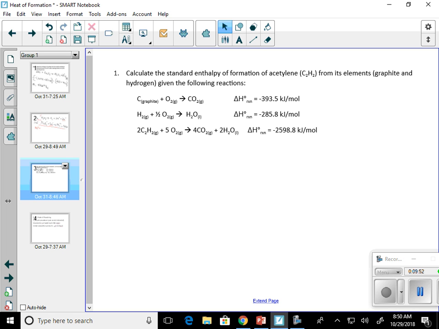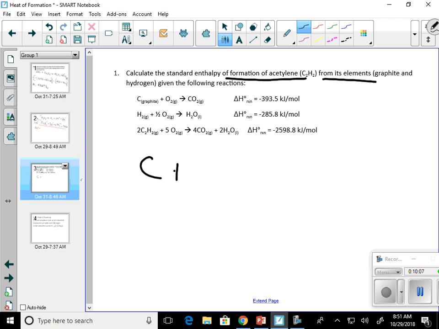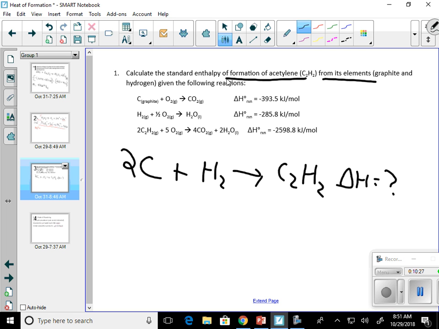So, if I was given a problem like this, formation of acetylene from its elements. Carbon plus hydrogen makes C2H2. That's the equation that I want to solve the delta H for. Although that's not balanced, so I should probably balance that equation by putting a 2 in front of the carbon.